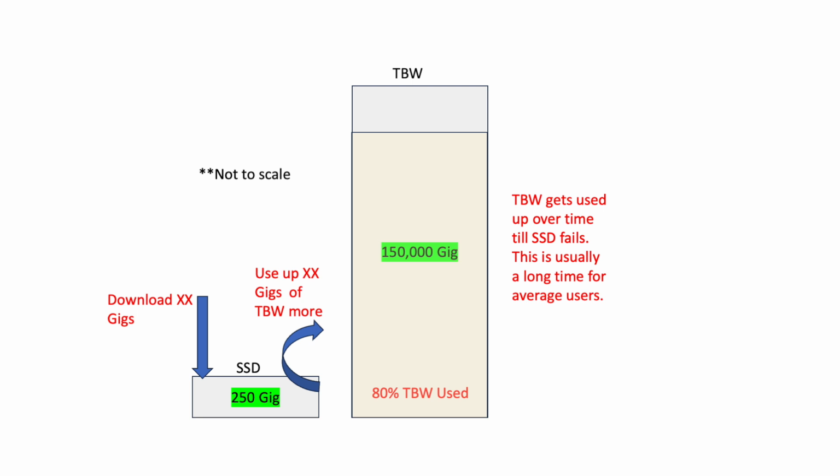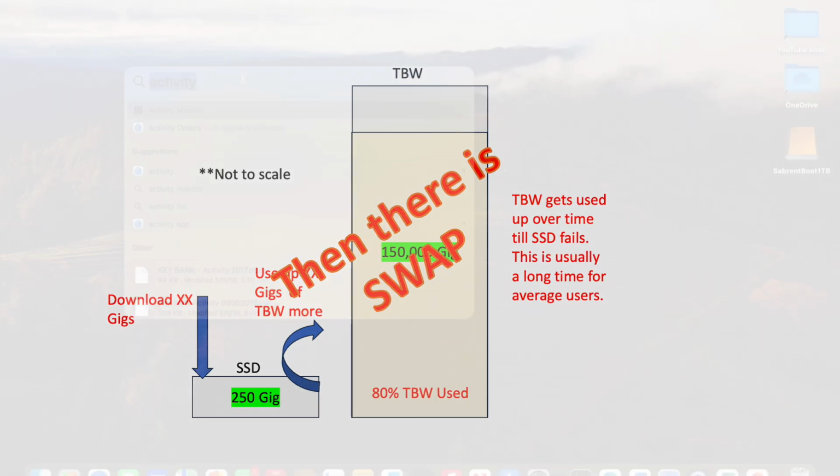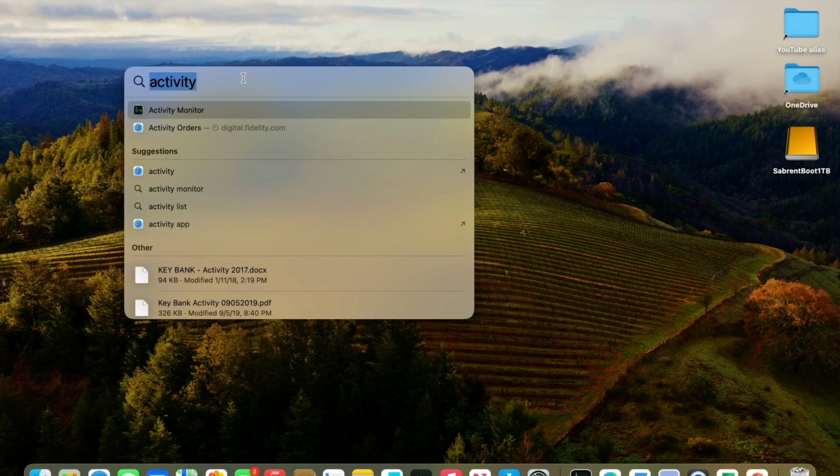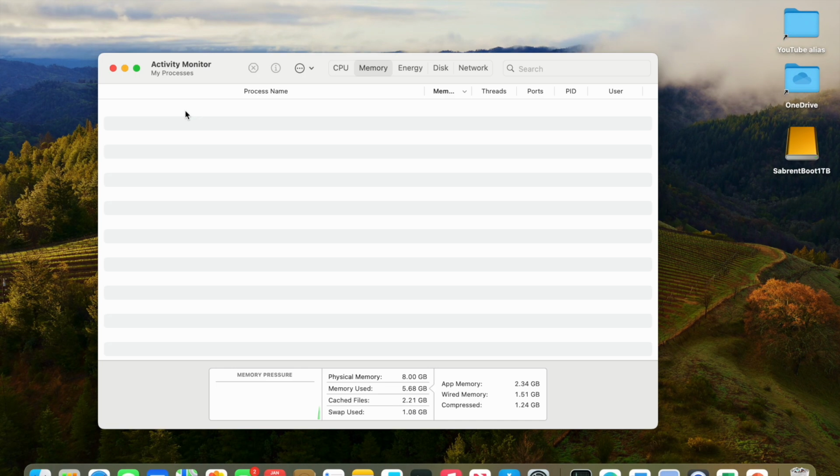In addition to that, there is this thing called swap. Downloading files is one way to use up your terabytes written. Another is swap. So let's take a look at that next. Let's open the Activity Monitor by hitting Command and space and typing in activity, and the Activity Monitor comes up. When you click Memory, you can see the memory pressure.